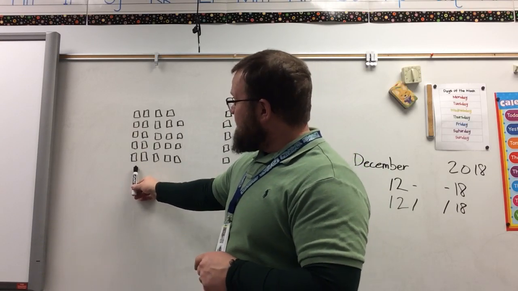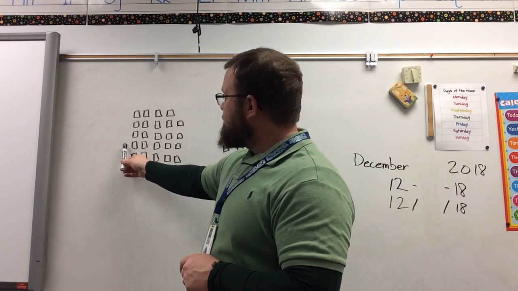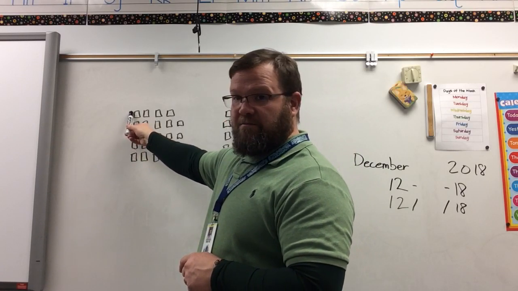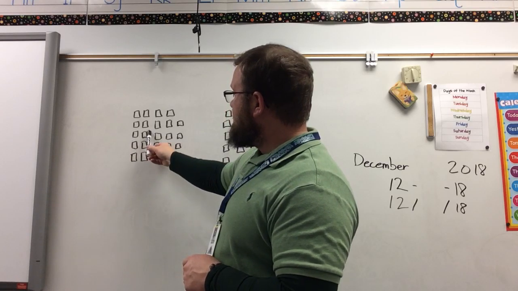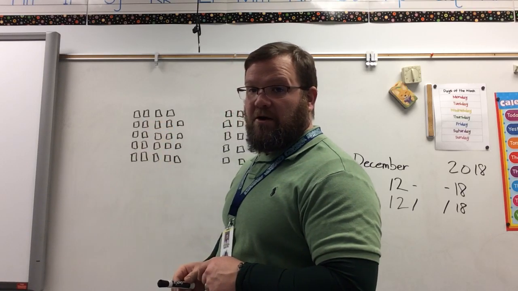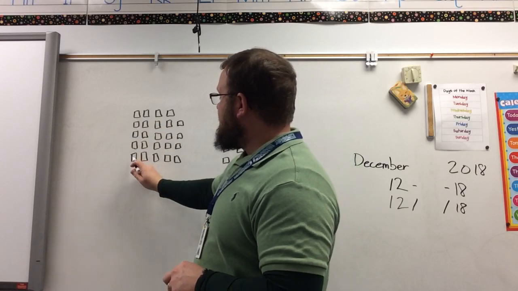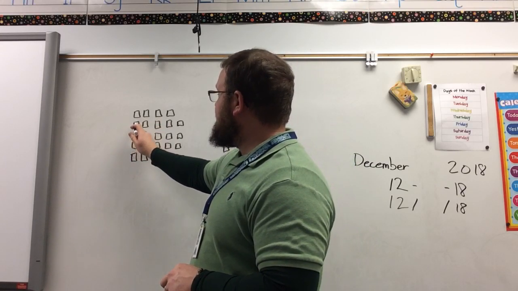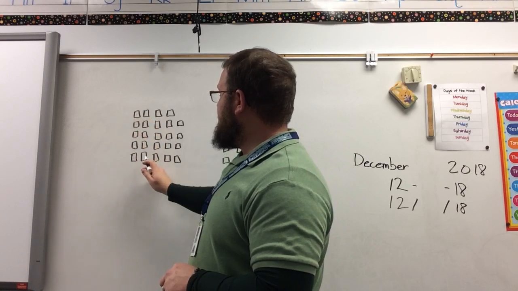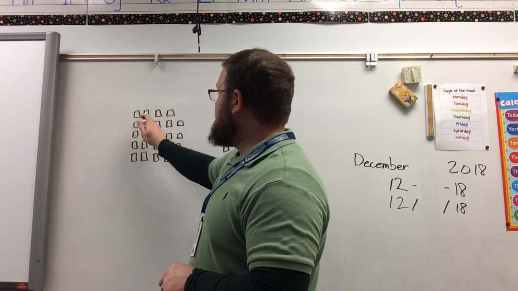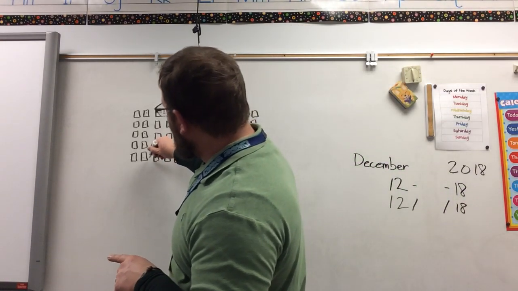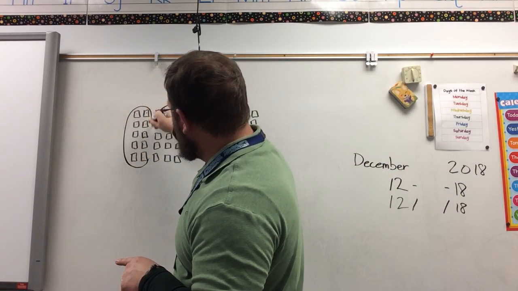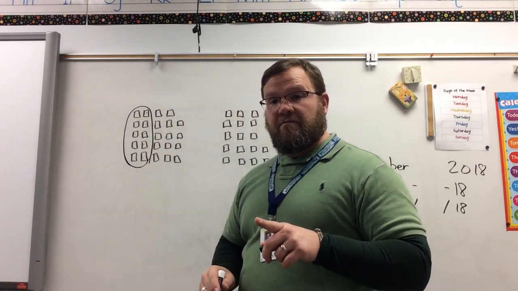So how many do we have in this column? 1, 2, 3, 4, 5. We have 1, 2, 3, 4, 5. Correct? And so if I put a dot in each one, 1, 2, 3, 4, 5, and then 1, 2, 3, 4, 5. And we know that 5 and 5 go together to make 10. So we're going to circle 10 of them at a time, right? I'm going to circle this group of 10. And I know that I've got one group of 10.